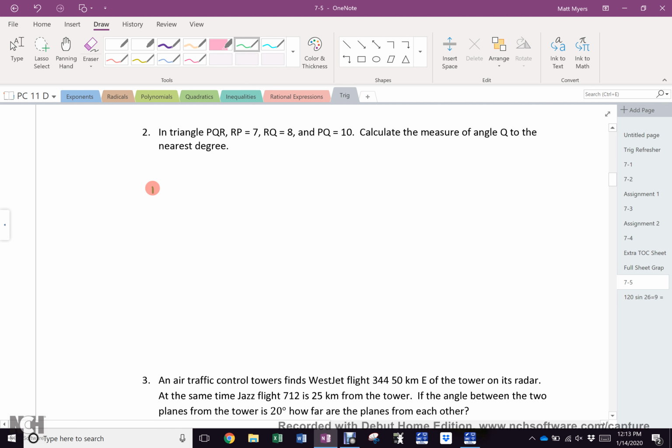RP, how long? 7. RQ, how long? 8. PQ, how long? 10. Calculate the measure of angle Q. Where is angle Q? Right here. So what do I need to call it now?